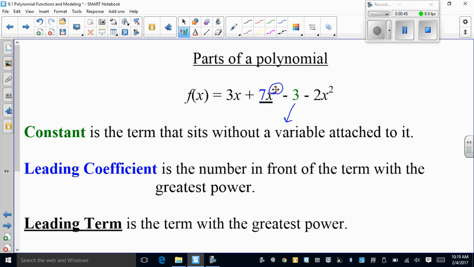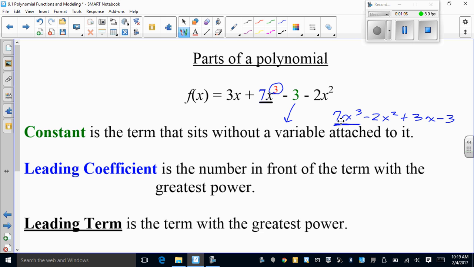If we put this in descending order, it would be 7x cubed minus 2x squared plus 3x minus 3. And then you can see, yep, there is the leading term. If it's in descending order, it's very quick and easy to find. So there's your leading term.